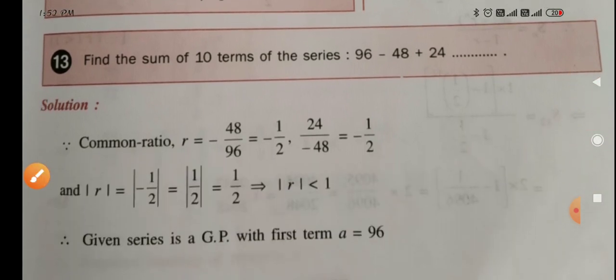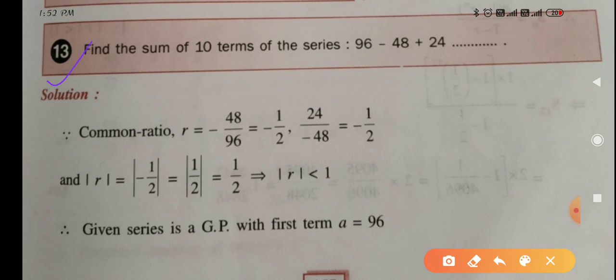First example, example 13. Find the sum of 10 terms of the GP. One GP is given. Now you have to find the sum of 10 terms of this given GP. First of all, which formula will be applied? It depends upon the value of r. First of all, you will find the value of r, the common ratio, and you will find the modulus of the common ratio. Then according to the modulus of the common ratio, you will apply the formula.